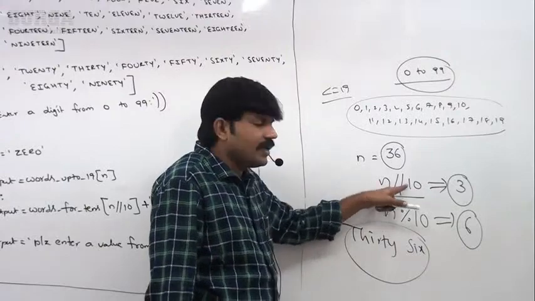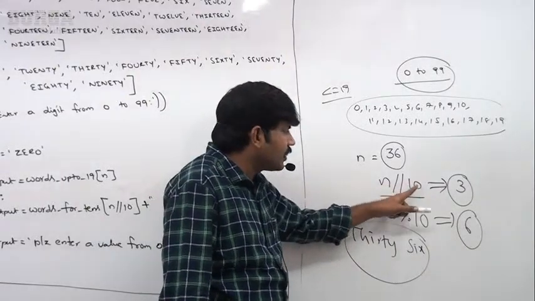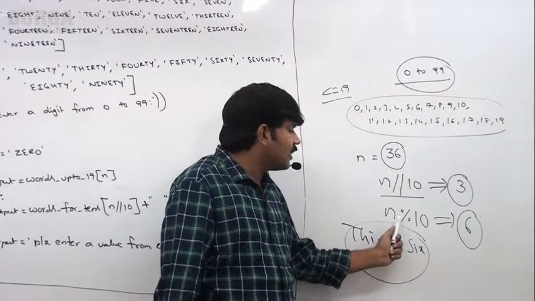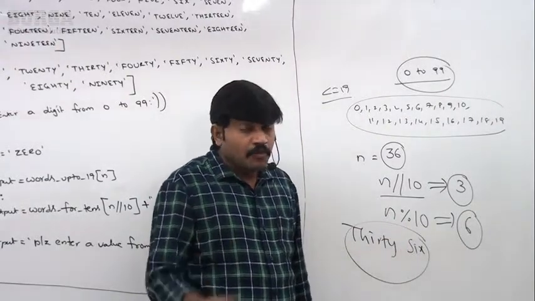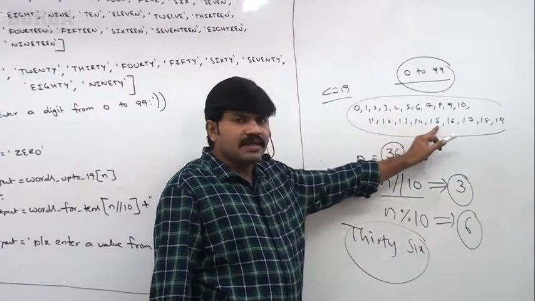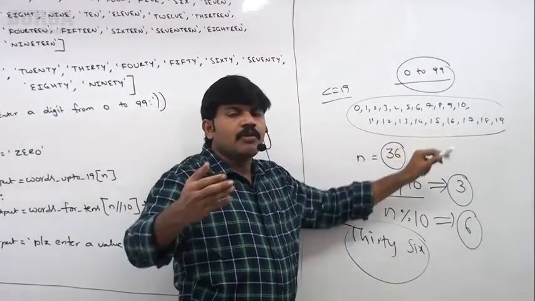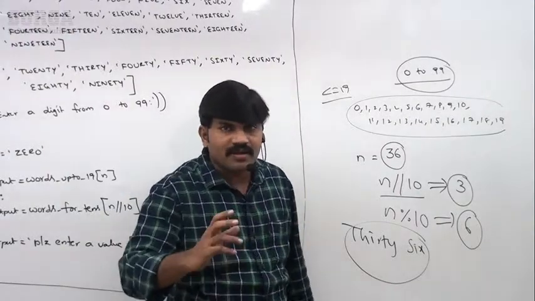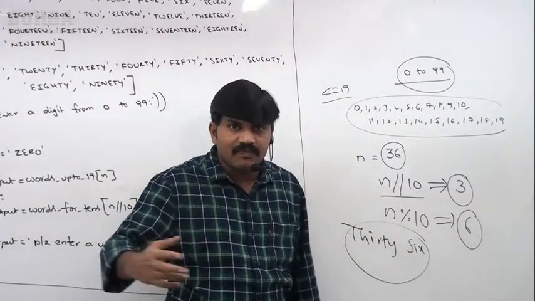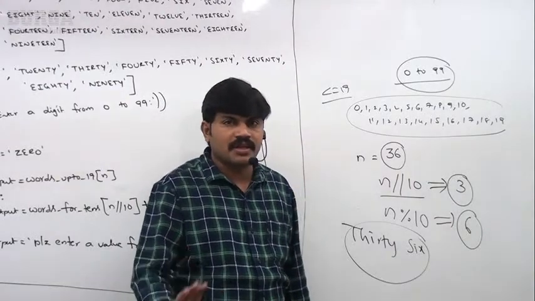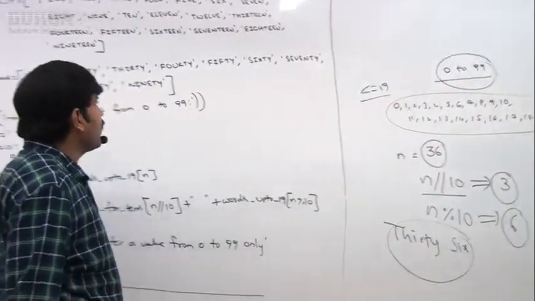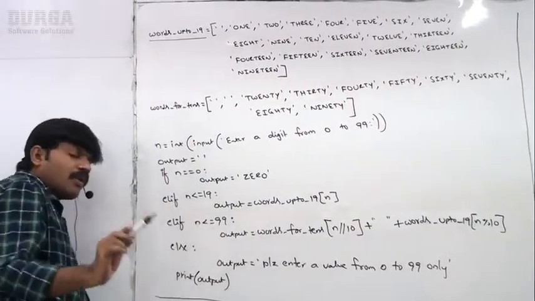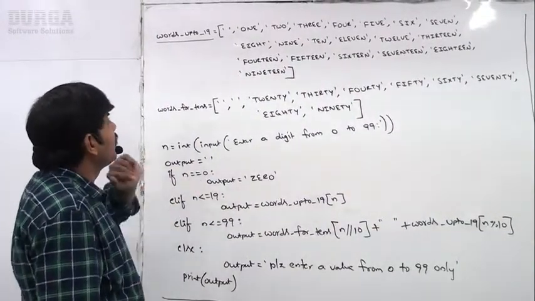If you want to know the number of tens, then we require the floor division operator. Next, if you want to know the remainder, then we have to take the percentage operator, right? But until the first 19, the words are unique. From 20 onwards, reusing the words is there: 21, 31, 25, 35, 45, sir. Now what is the code? Observe very carefully, sir. So words up to 19.